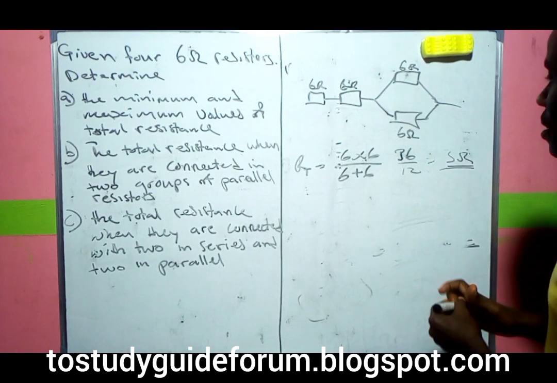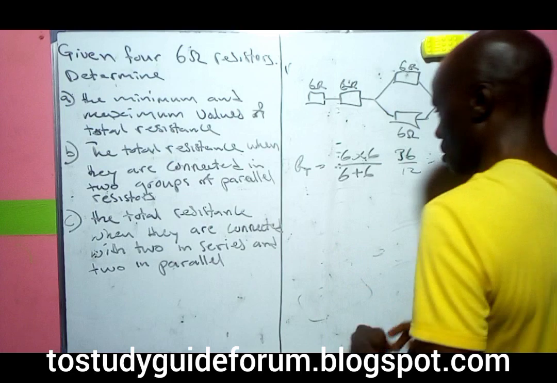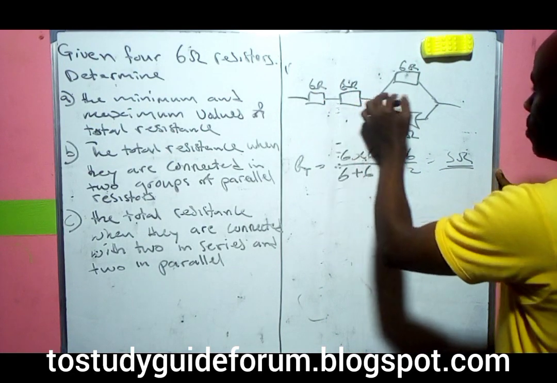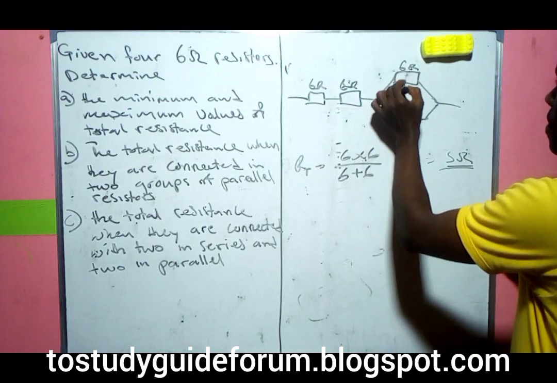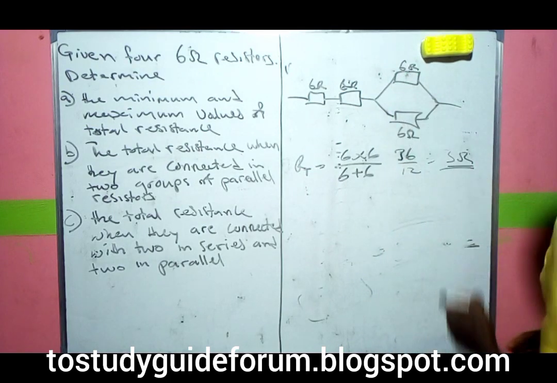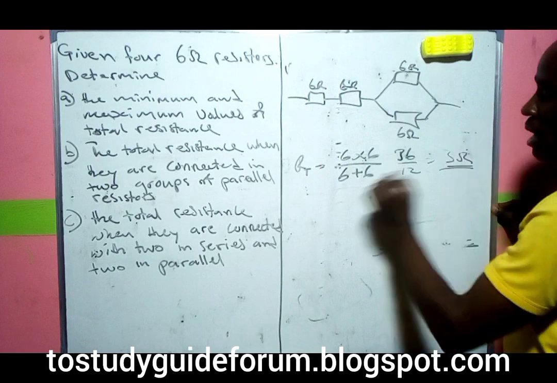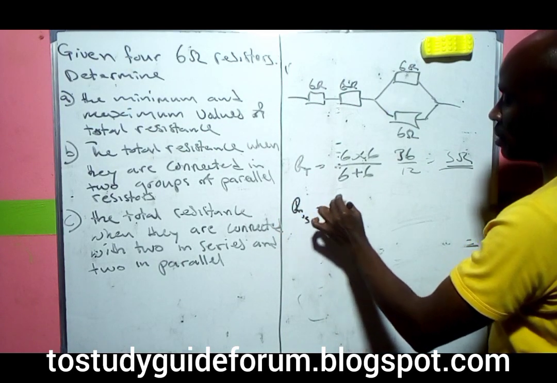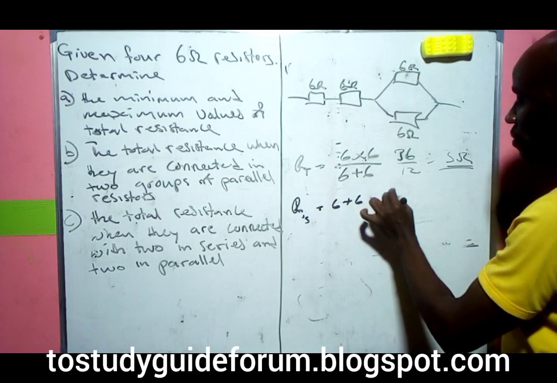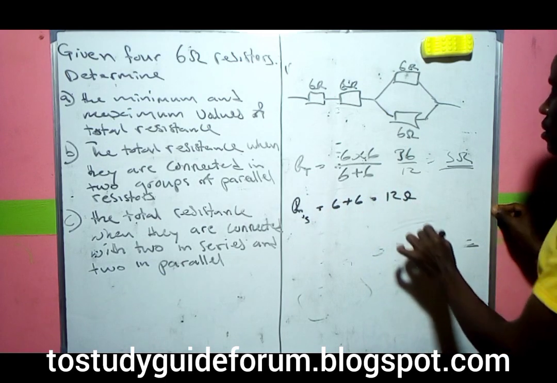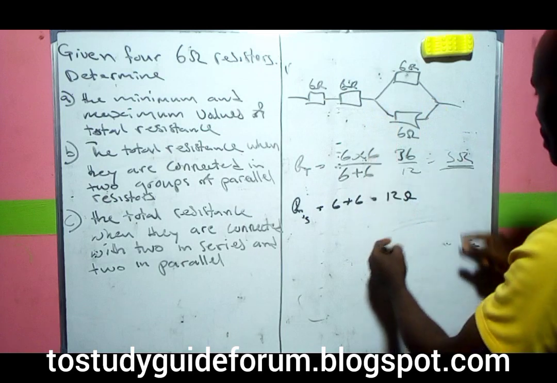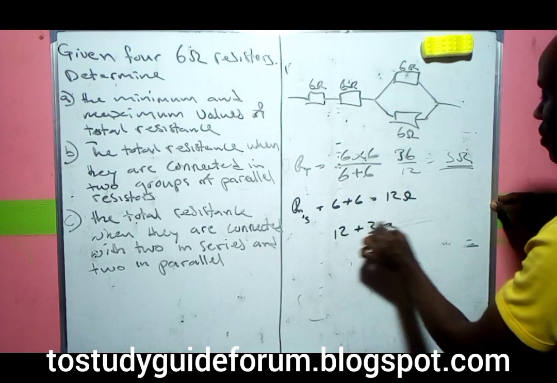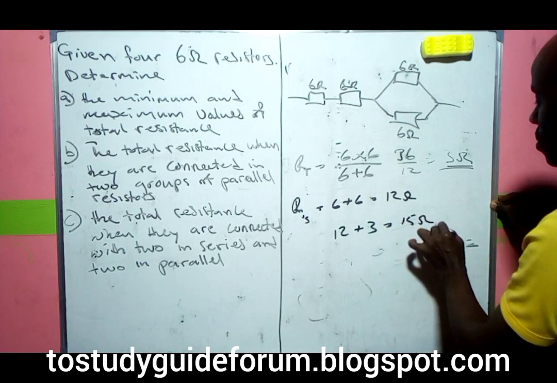The next one is the series part. We have succeeded in solving the parallel, so for the series we have 6 plus 6, which gives us 12 ohms. Then the total resistance is 12 plus 3, which gives us 15 ohms.